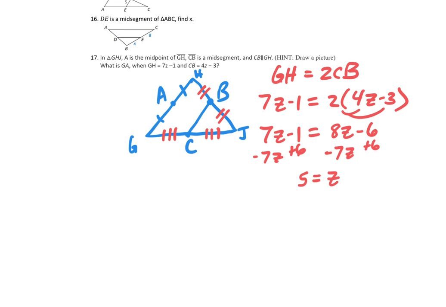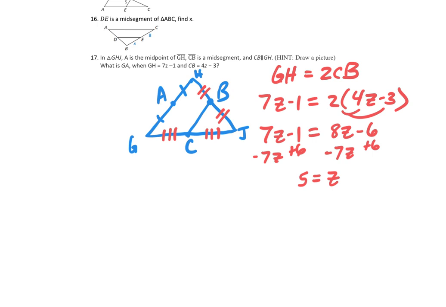Okay. And I've said it a lot, and I'll continue to say it a lot, but you've got to really pay attention to what they're asking us to find. If it said find z, we would be done. But here it says, let's find GA. Well, what's difficult about that is GA is not a side length, right? Or we don't have an expression for GA. GA is just the length of GA.